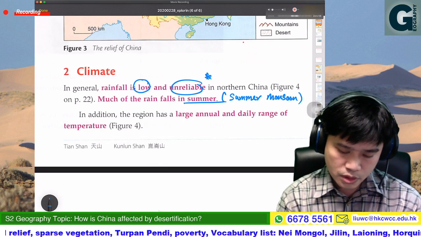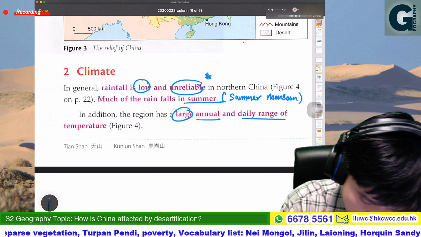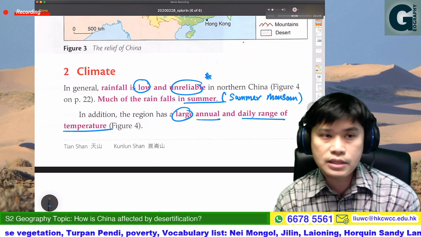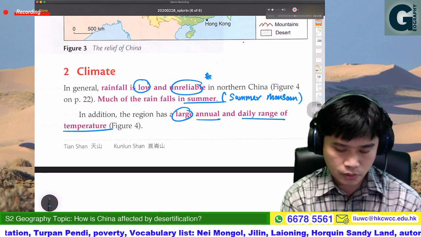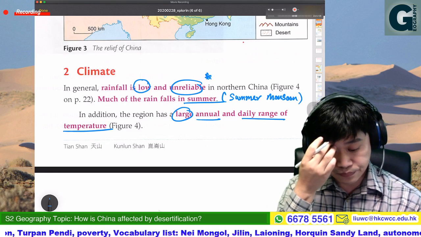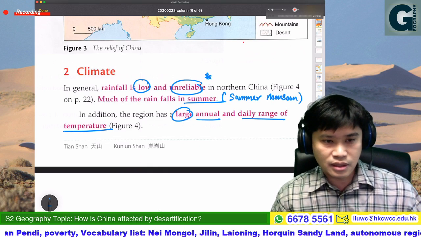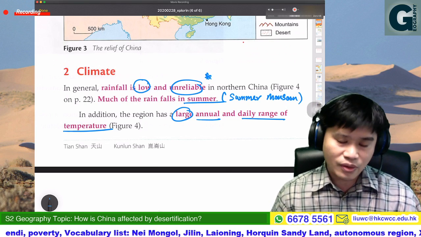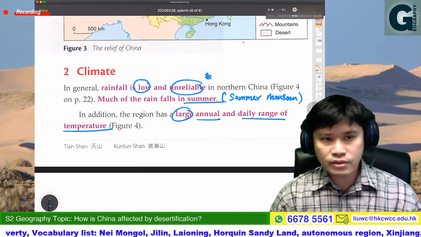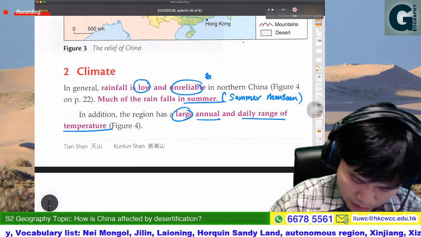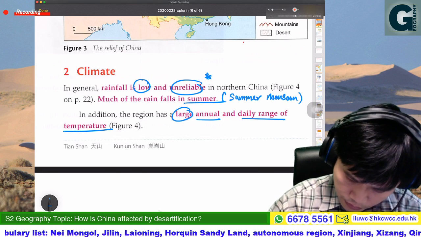And also, when we talk about the temperature, there is a very large annual and daily range of temperature, 個年溫差同埋個日溫差都會係比較大嘅喺呢一個區域嗰度. It is because it is in the interior part of the land, and also at a relatively high latitude. That's why the annual and daily range of temperature would be relatively large. So therefore, that would be the characteristic for climate.